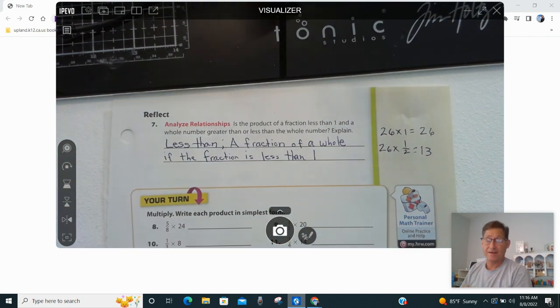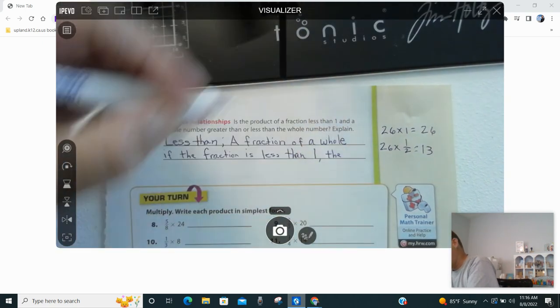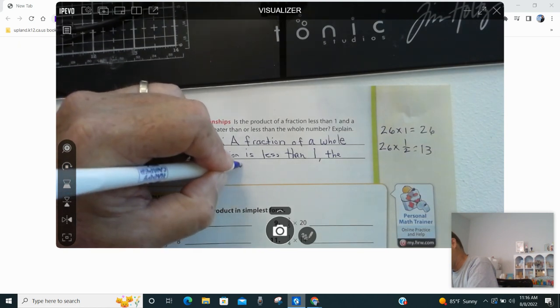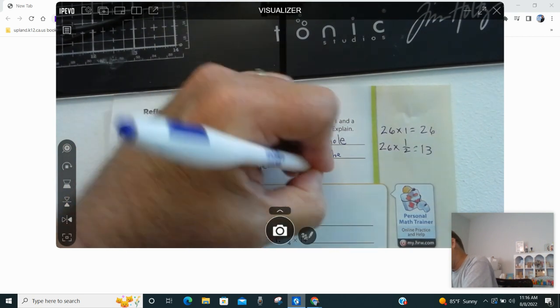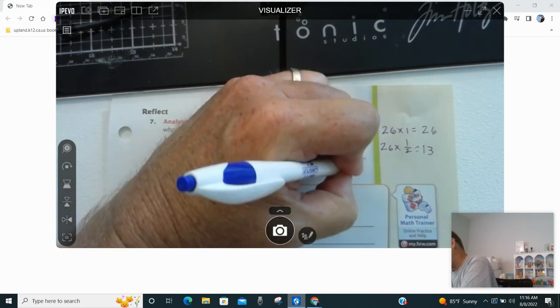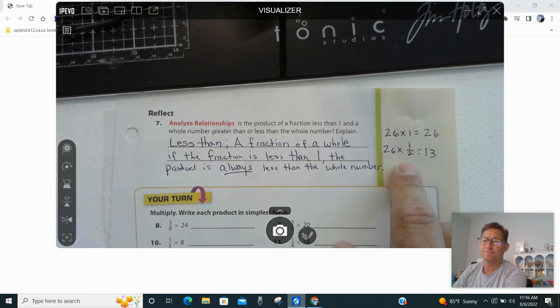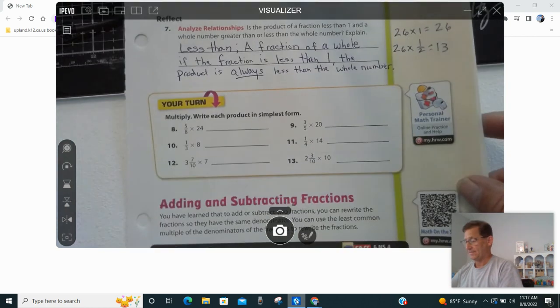Okay, so if the fraction is less than 1, the product is always less than the whole number. And we saw that in our example. Okay, 1/2 is clearly less than 1. If 26 times 1 is the whole number, if you multiply by something that's less than 1, you've got to get something smaller than the whole number. All right, so let's practice this.